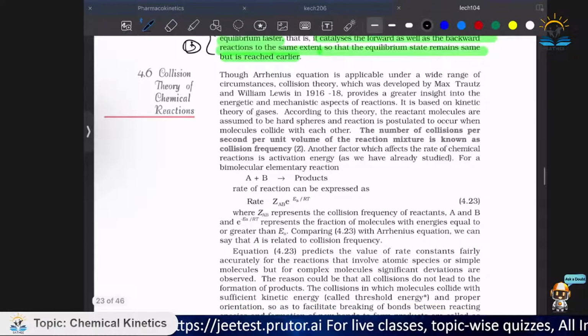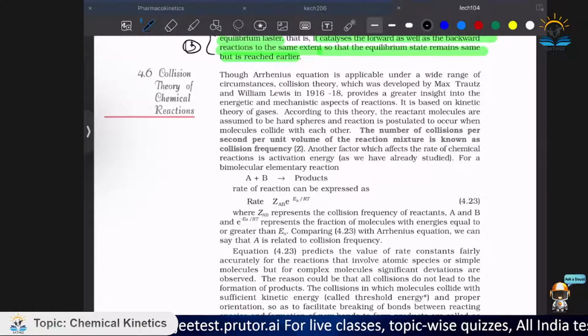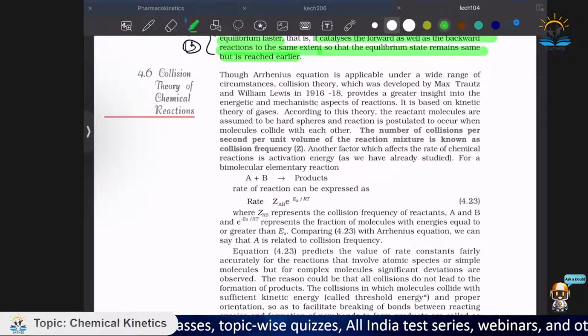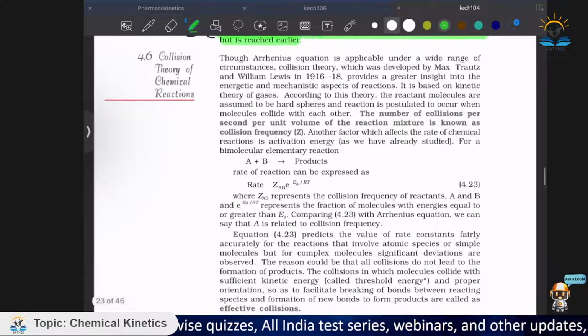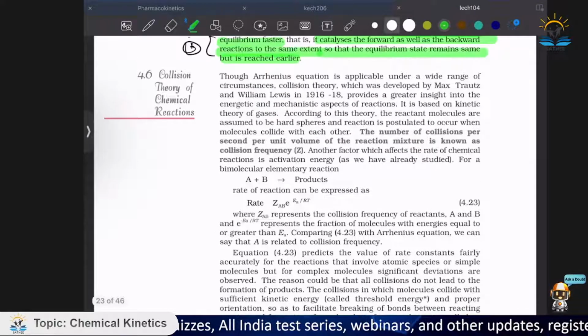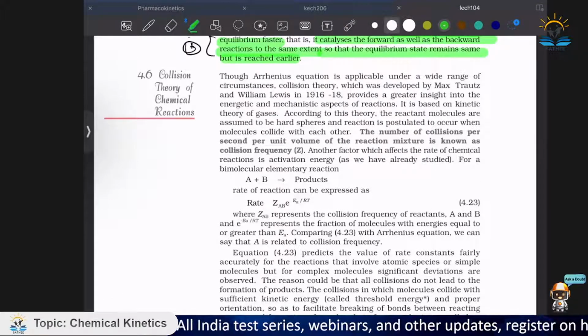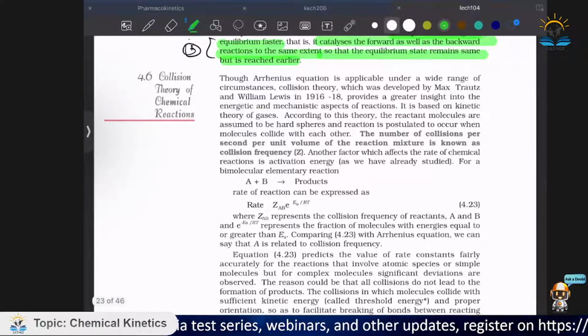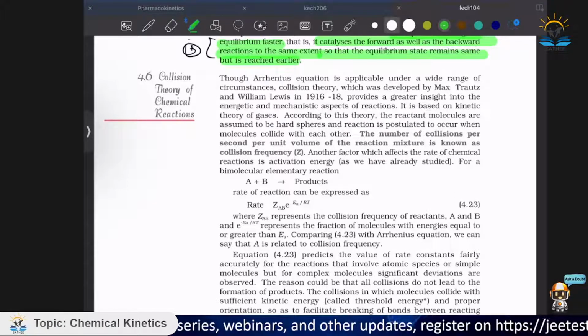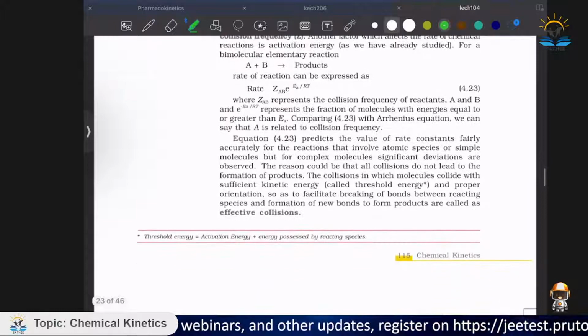Moving on to the collision theory of chemical reactions. Though the Arrhenius equation is applicable under a wide range of circumstances, collision theory is by far the most accepted theory. So what was the problem with the Arrhenius equation?